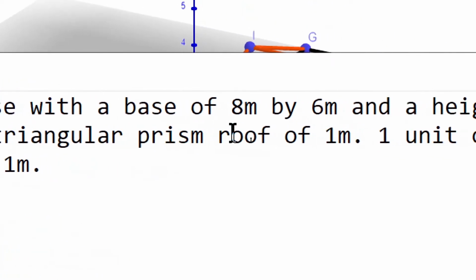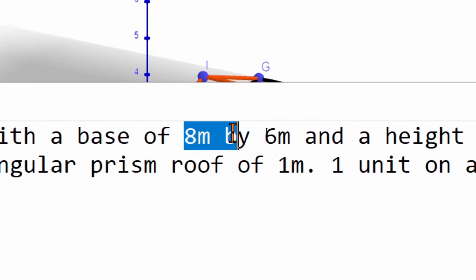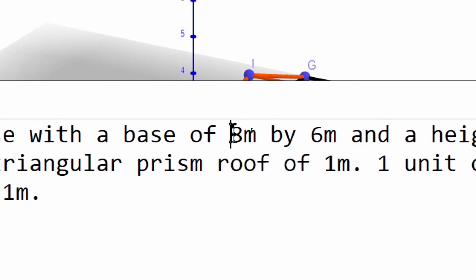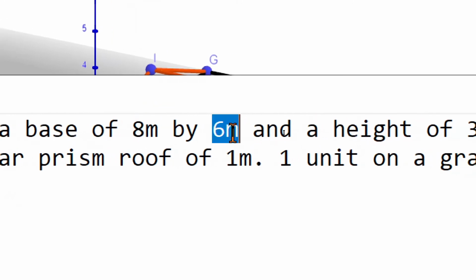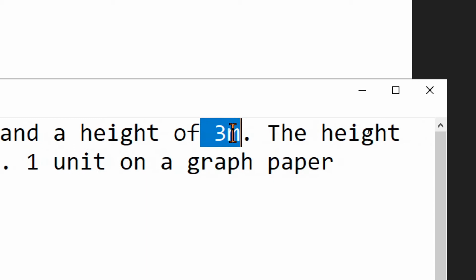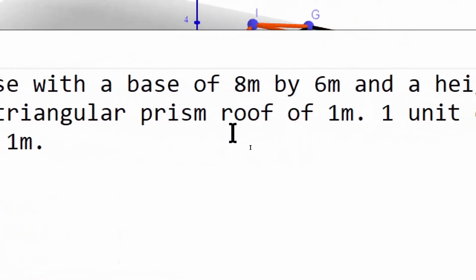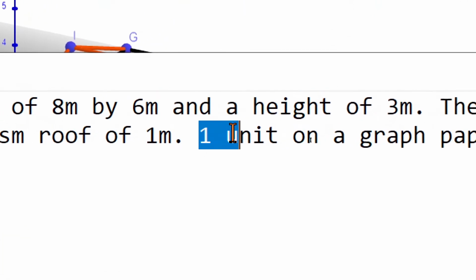So you want a house which is 8 by 6. That means for the base, your length is 8 meters and your breadth is 6 meters. And then it has a total height of 3 meters, right? And apart from that, it has a triangular prism roof of 1 meter in height.